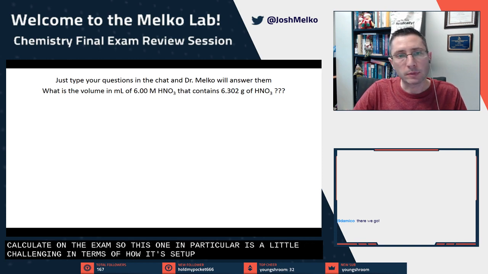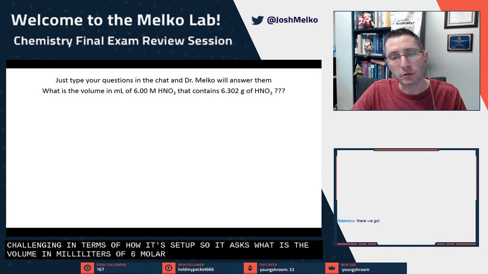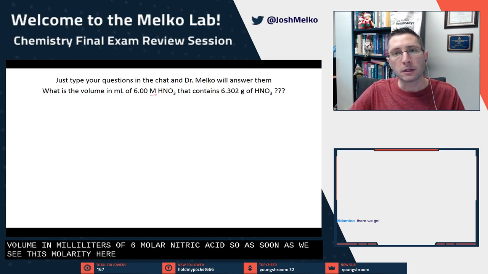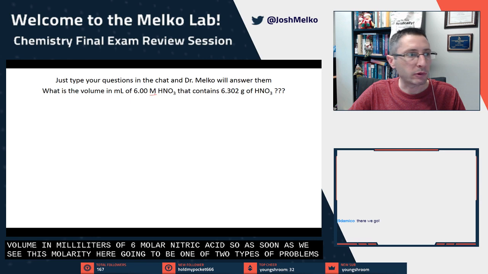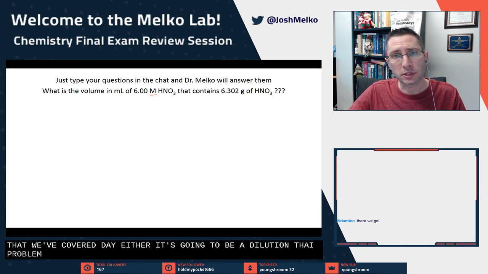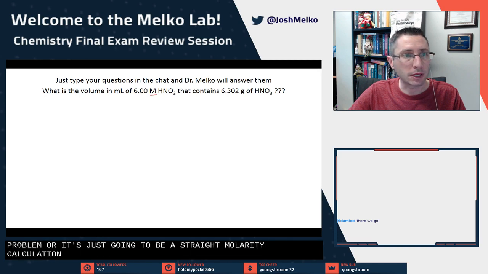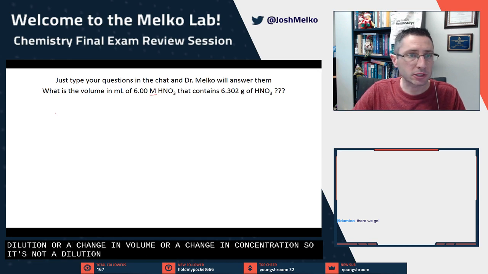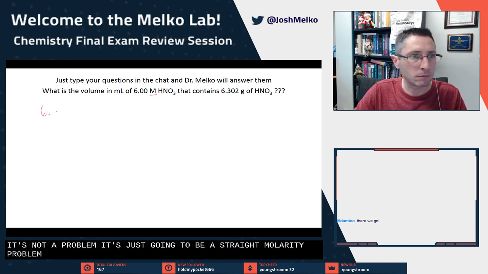It asks, what is the volume in milliliters of 6 molar nitric acid that contains a certain amount of grams of nitric acid? As soon as we see this molarity, it's going to be one of 2 types of problems that we've covered. Either it's a dilution type problem, or it's just a straight molarity calculation. Nowhere in this problem is it mentioning dilution or a change in volume or a change in concentration, so it's not a dilution problem, it's just a straight molarity problem.